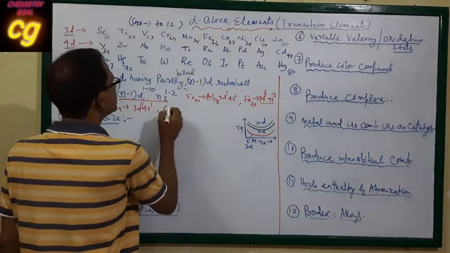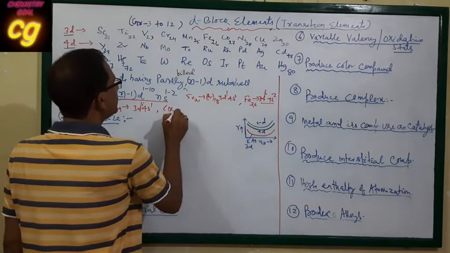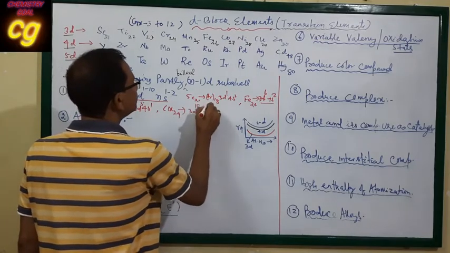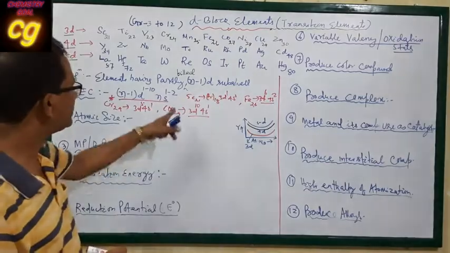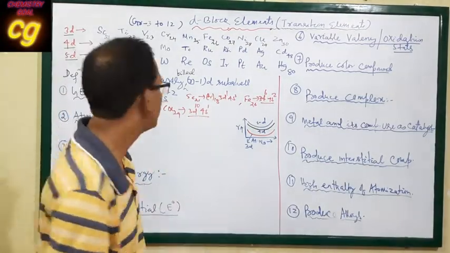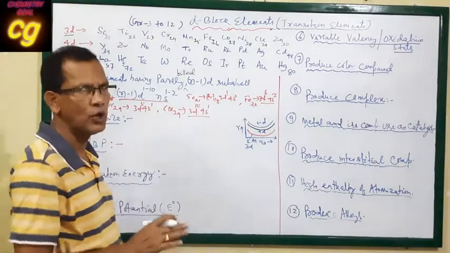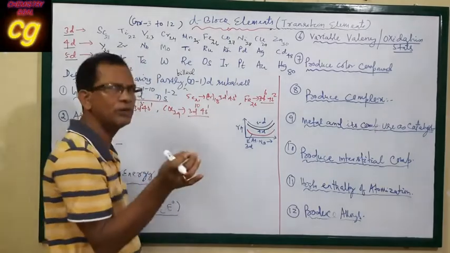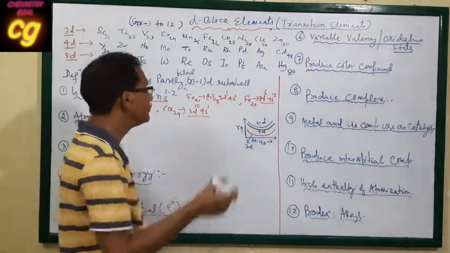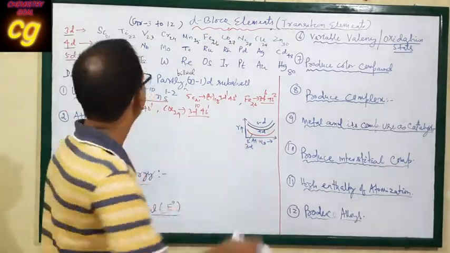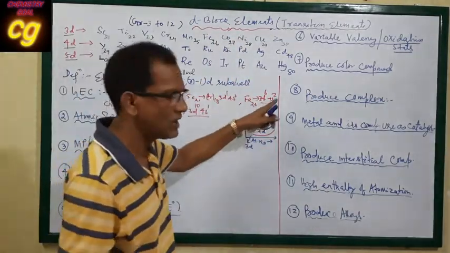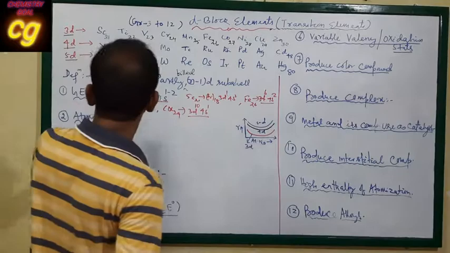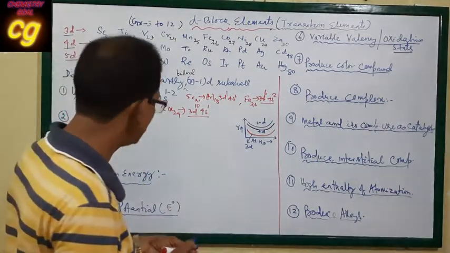Similarly, this is for copper. Copper 29 can be written as 3d10 4s1, instead of 3d9 4s2. So d is fully filled and s is half filled. Half filled and fully filled orbitals are stable, that's why, to make a stable configuration, it is written as 3d10 4s1, not 3d9 4s2. But other elements will follow these rules. As per the atomic number, you can fill up the d subshell. So this is regarding the general electronic configuration of transition elements.